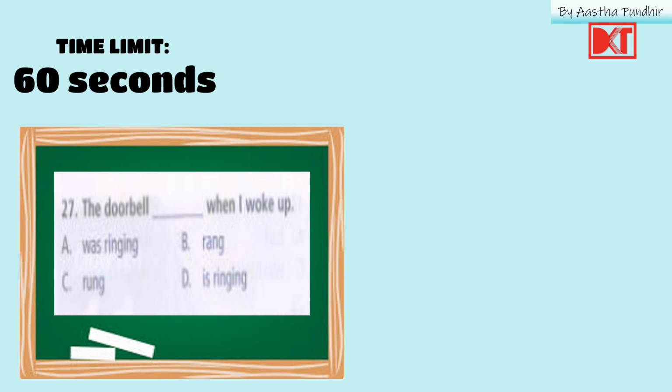The doorbell dashed when I woke up. The doorbell was ringing, the doorbell rang, or the doorbell rung, or the doorbell is ringing. Here the correct answer is A. The doorbell was ringing. This is past continuous when I woke up. So past. What was the action that interrupted? The action that was happening was the doorbell was ringing. And then it was interrupted by this person waking up. So the doorbell was ringing. It was a continuous action taking place.